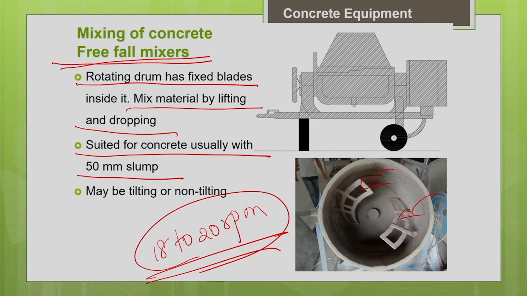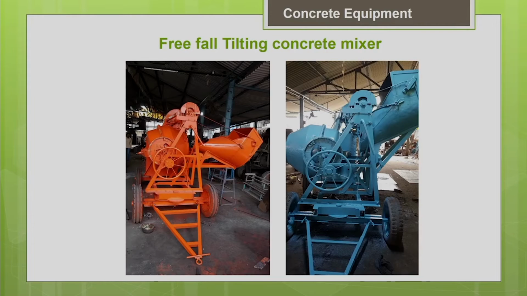Okay, so you have different configurations, tilting type and non-tilting type. Basically, in this free fall tilting type concrete mixer, you can see this kind of wheel arrangement. With this wheel arrangement, you can change the angle of inclination of the drum. So that helps you to tilt the drum. If you want to discharge the concrete, you can just tilt the drum so that you can easily discharge the concrete. With the tilting mixer, the discharge rate will be faster.